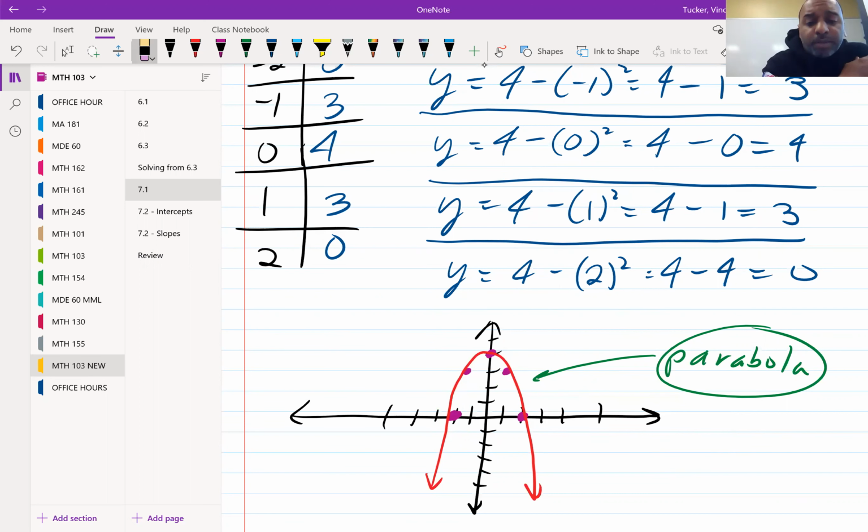So it ended up giving us an upside down parabola because x squared was negative. If we had 4 plus x squared, then it would have been right side up. Call it concave up, concave down. This is considered concave down. It would have been concave up if x squared was positive.